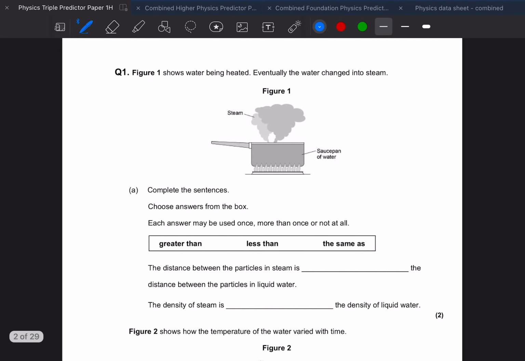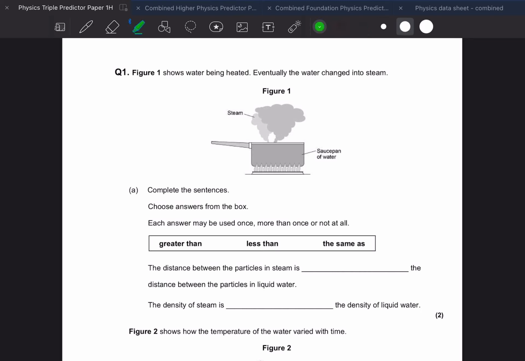So let's start with question 1. Question 1 says, figure 1 shows water being heated. Eventually the water changes into steam. Complete the sentences. Choose answers from the box. Each answer may be used more than once. May be used once, more than once, or not at all.